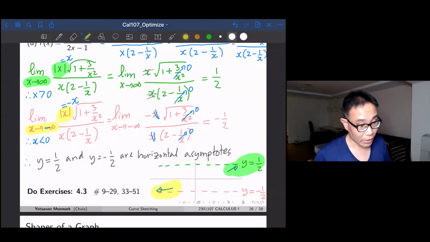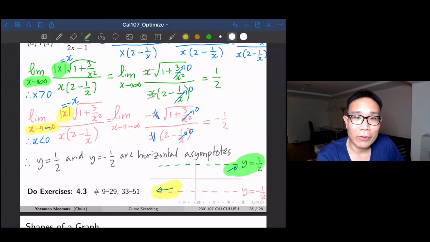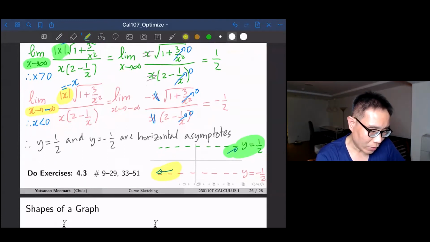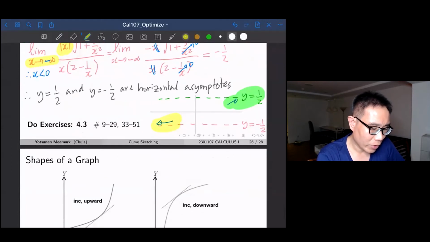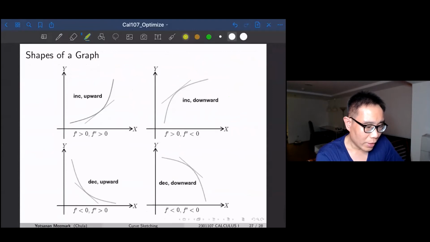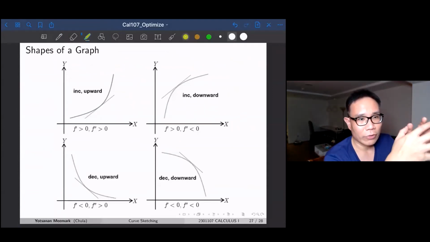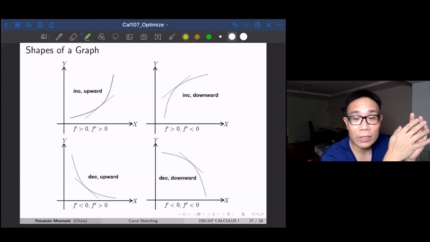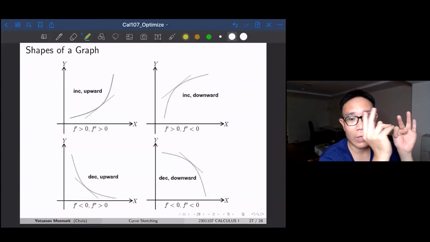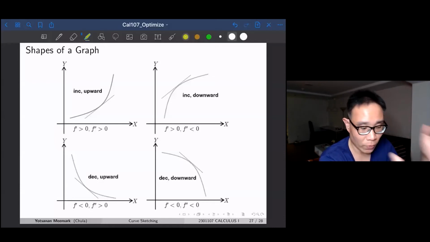Okay, so they are about what is called vertical asymptote and horizontal asymptote. Now we're going to talk about the shape of the graph. What we have been studying is going to be about decreasing, increasing, and concavity. You have two kinds of concavity: concavity upward and concavity downward.